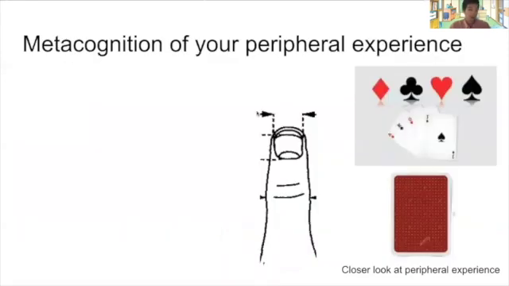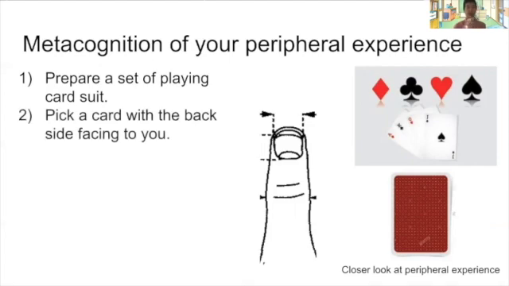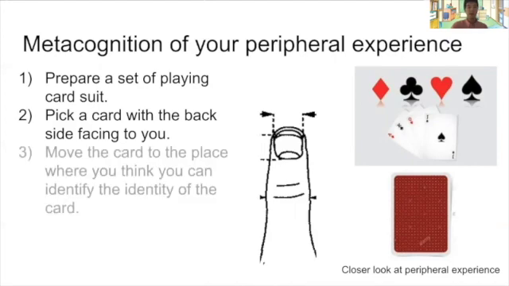So this week I'll add a little more metacognition of your peripheral experience. What I bring is this deck of playing cards, so if you have one, please prepare it right now. It's important to do it by yourself. Here is the direction. First, prepare a set of playing cards and pick a card with the back side facing you. I'll do something like this, and then move the card to the place where you think you can identify the identity of the card, both the color and also the number of the card.